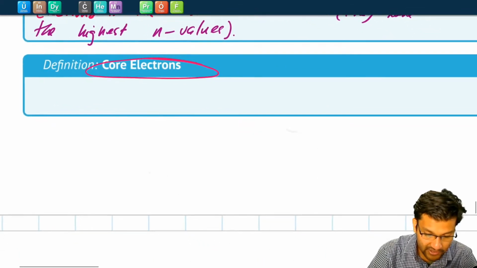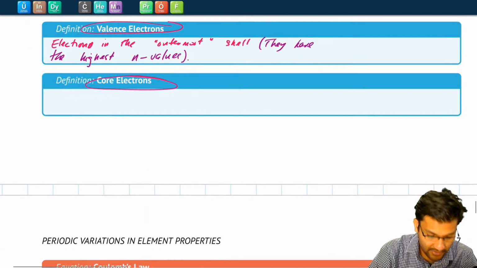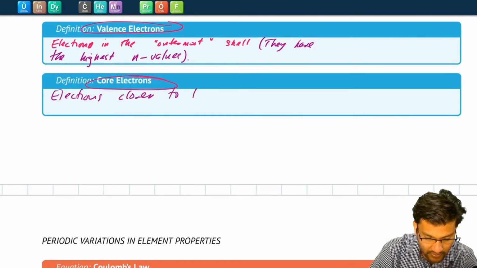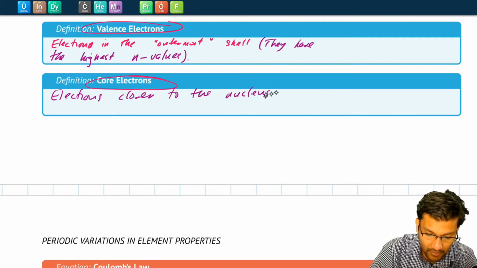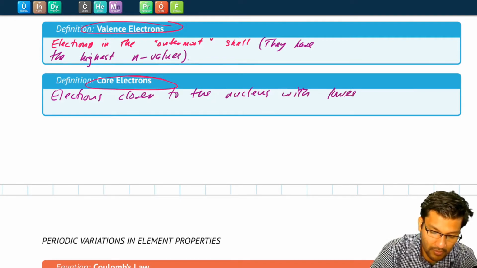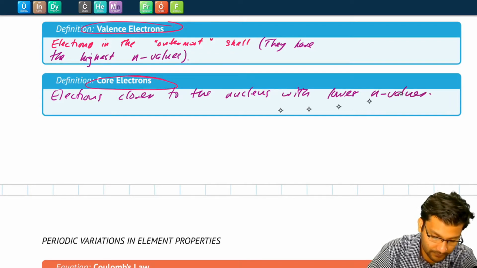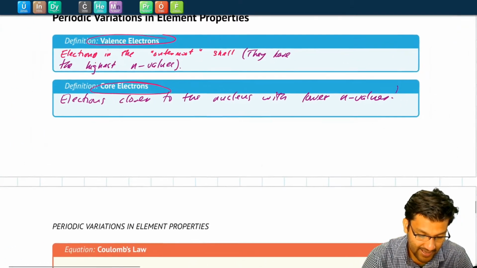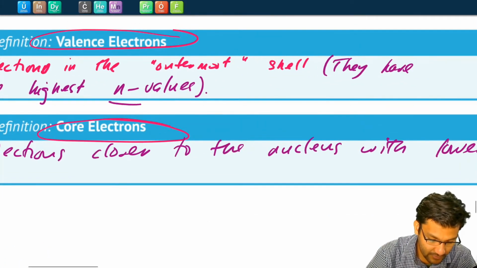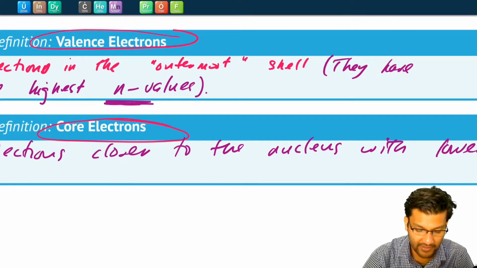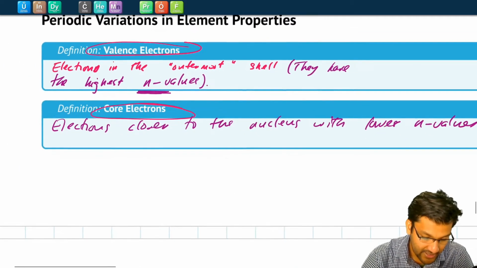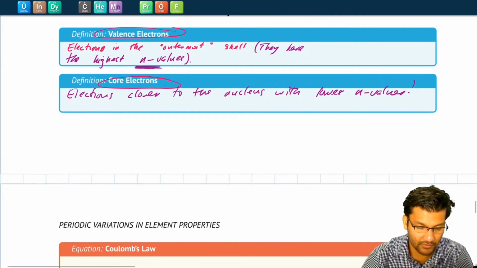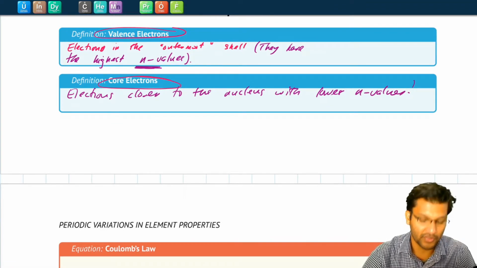On the other hand, core electrons are going to be all other electrons. They're going to be electrons closer to the nucleus with lower n values. So we can use this to figure out valence electrons and core electrons. We just look at the highest n value for their different orbitals. The ones in the highest n values are the valence electrons. And because they're in the outermost shell, furthest from the nucleus, they are the ones able to do the most amount of chemistry.